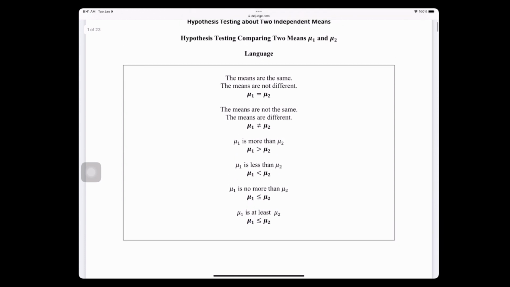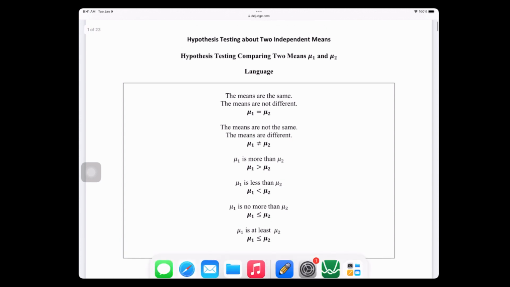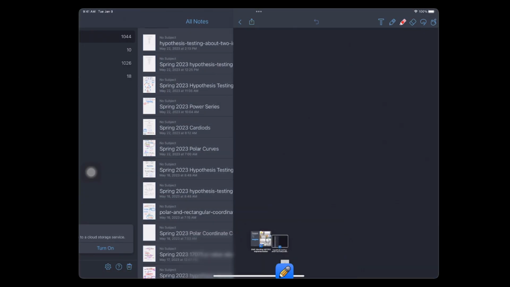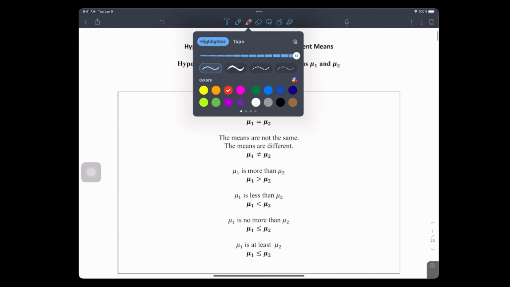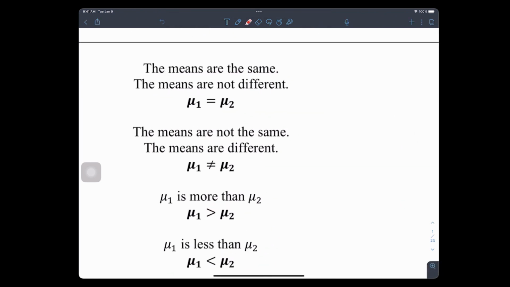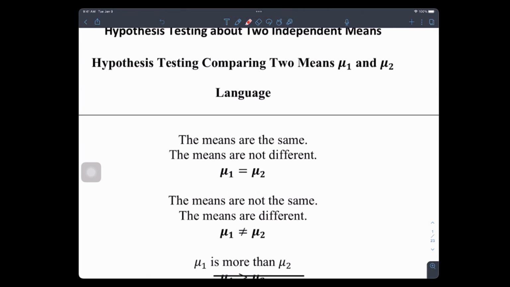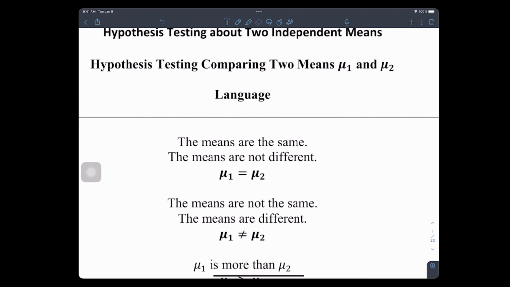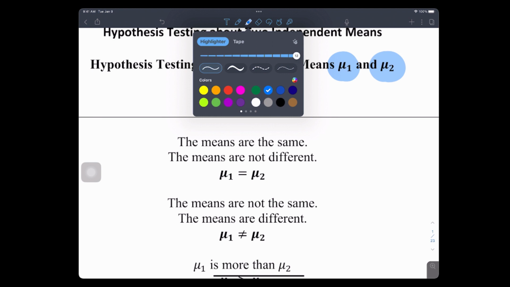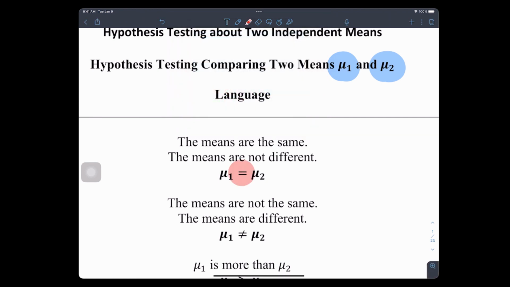So notice you have the same language. Notice the language is the same. What do we mean by that? Now, this is going to be comparing two independent means. Mu1, mu2. Those are two means. So when they say the means are the same, well, what's the meaning of the same? They're saying the means are equal. Is that right?